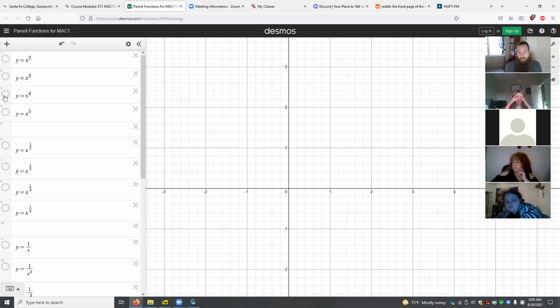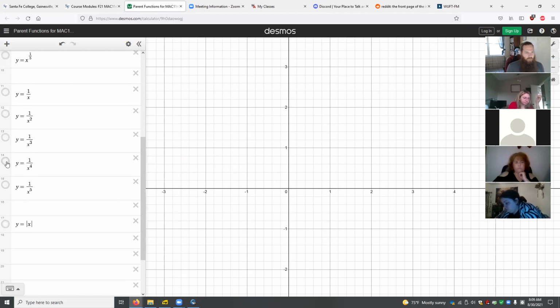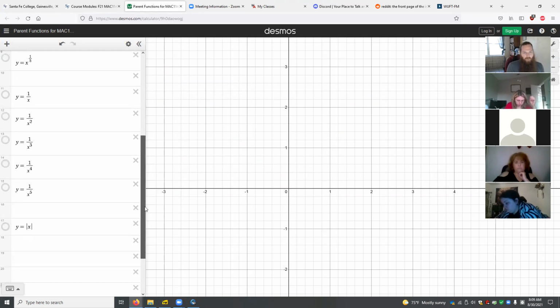And if you want to look at the x to the 4 graph, just click the little circle over here, it'll show up. If you want to look at one of these root graphs, like the 4th root or 5th root graph, just click the little circle here, it will show up. And then these negative power functions, reciprocal functions, absolute value functions. These are what we call parent functions.